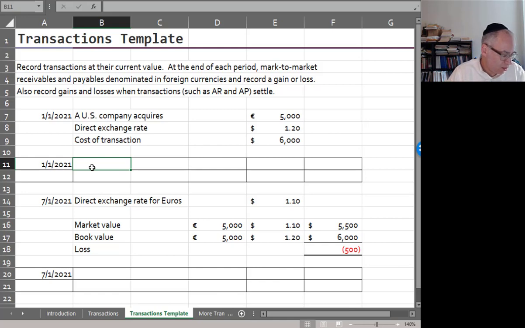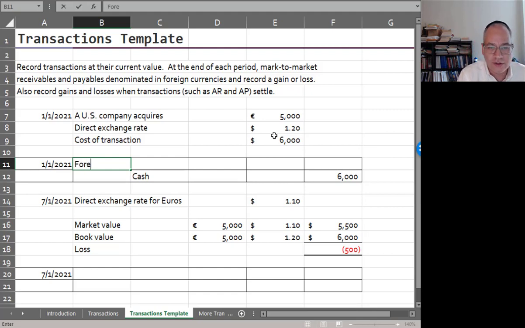So here, we're giving up $6,000 in order to get 5,000 euros. So the easy part of the transaction is going to be credit cash for $6,000. And the thing is, we keep our books in dollars, so everything is kept on our books in the US dollar equivalent of whatever it is.